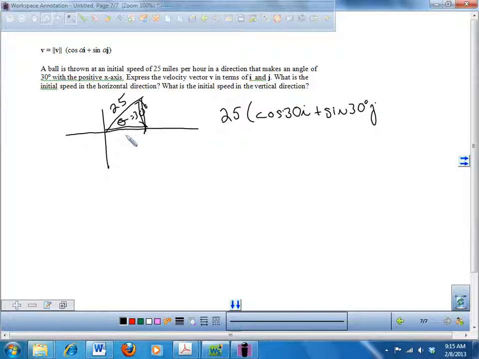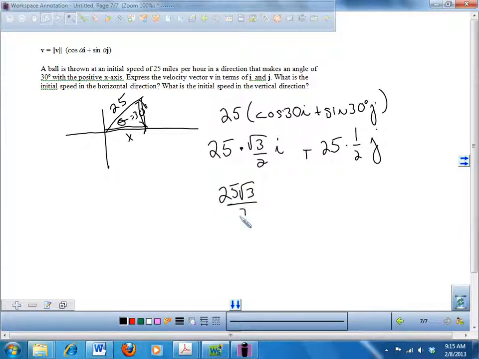Because with cosine 30, this is like x, right? So cosine of 30 is x over 25. So if I go 25 cosine 30, I'm going to get x. See that? So you just plug and chug. You get 25 cosine of 30, and you should know that this is root 3 over 2, in the i direction, plus 25 times 1/2 in the j direction. You could simplify that a little bit: 25 root 3 over 2 i plus 25 over 2 j.